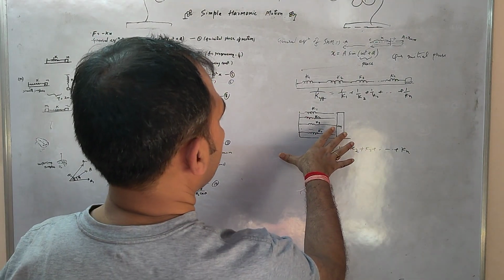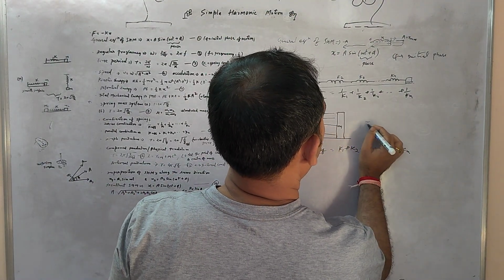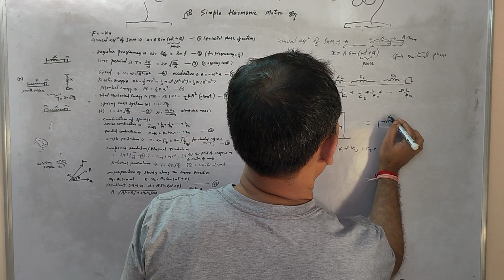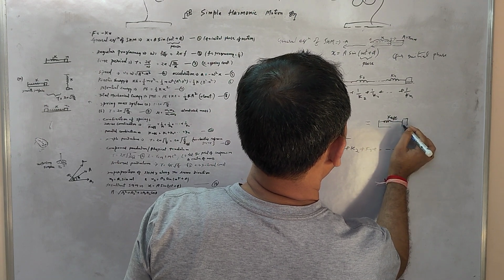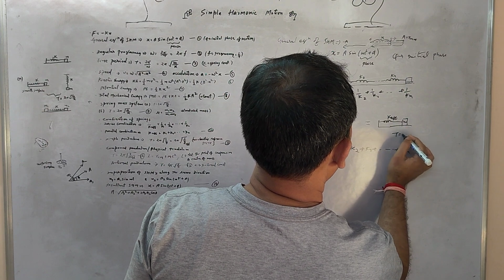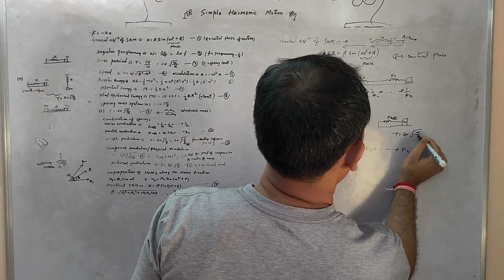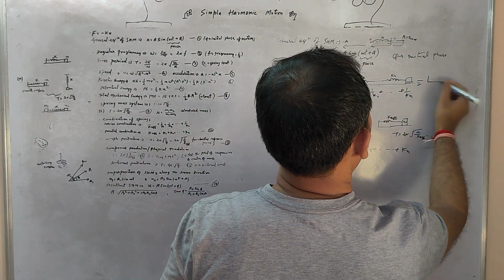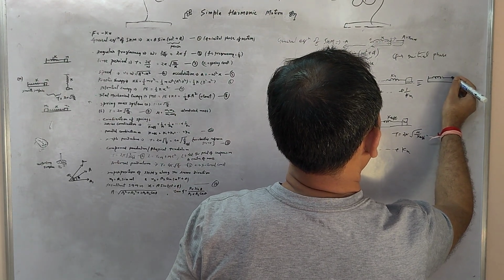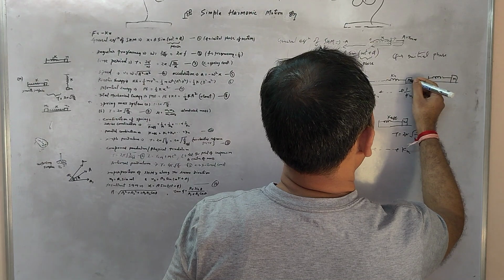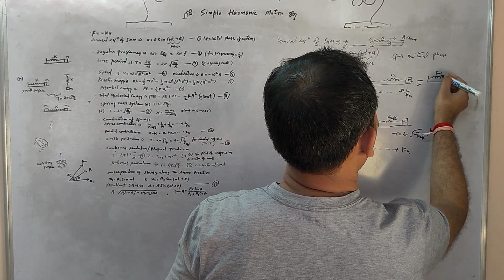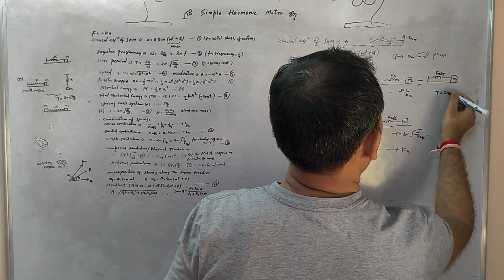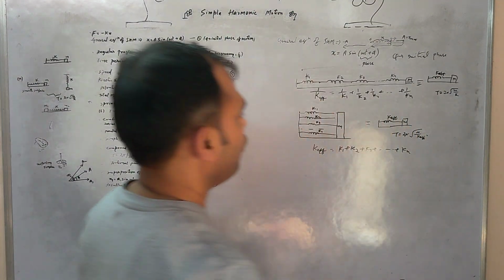And then this will be equivalent to this k effective. This is m, so T is equal to 2 pi root m by k effective. Similarly, this will be equal to this, m with k effective, so T will be equal to 2 pi root m by k. Hope you got it.